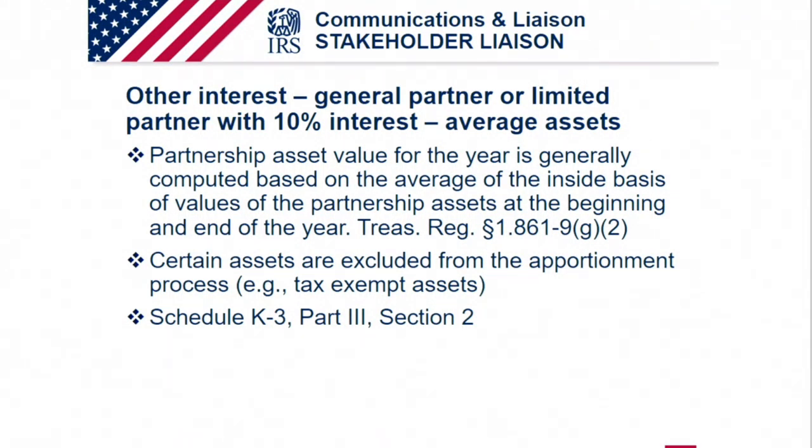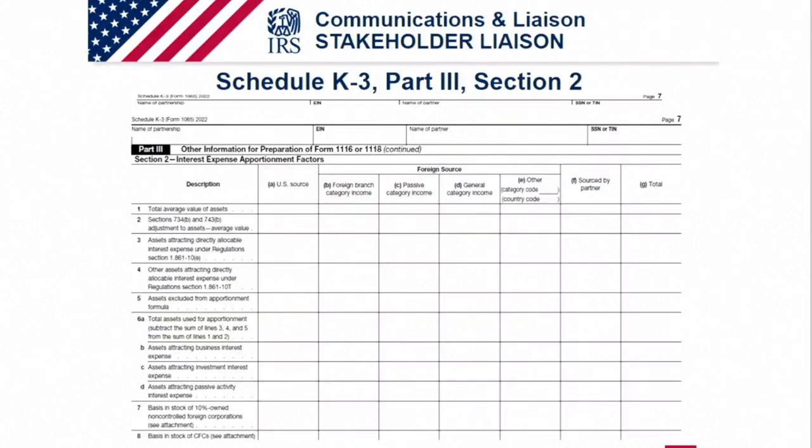The partnership asset values as reported on Schedule K-3, Part 3, Section 2 for apportionment purposes are generally computed based on the average of the inside basis of the partnership assets at the beginning and end of the year. Certain assets are excluded from this average inside basis, for example, tax-exempt assets.